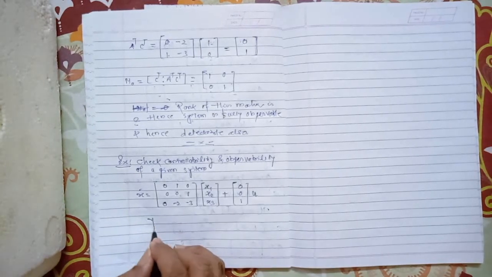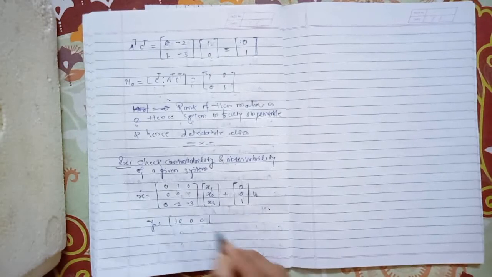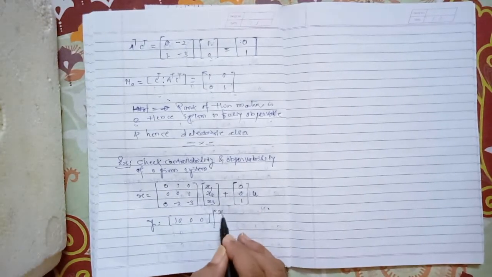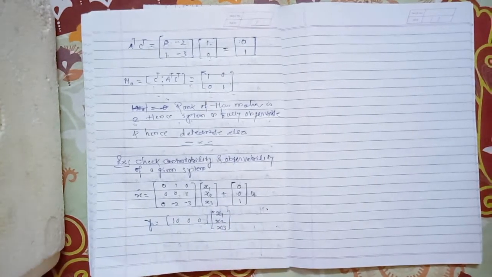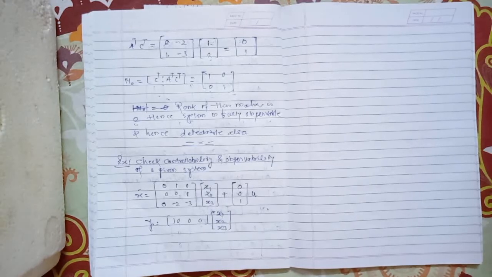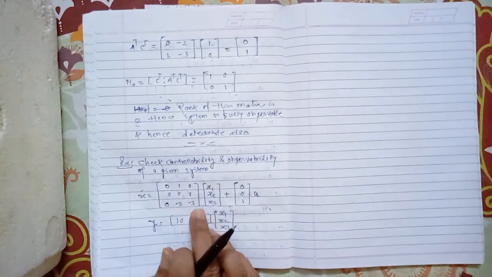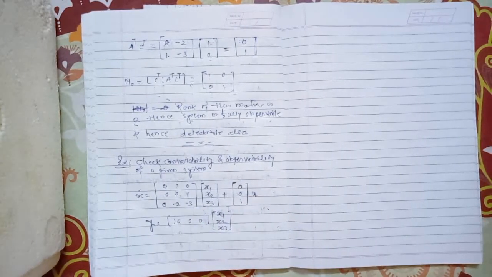And y is equal to [1 0 0] multiplied by [x1 x2 x3]. These are my system matrices, and we have to check the controllability and the observability of the system.